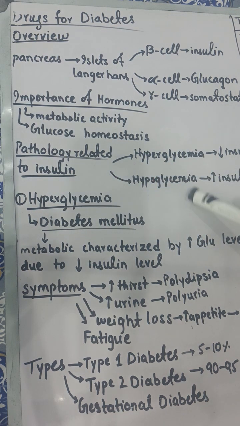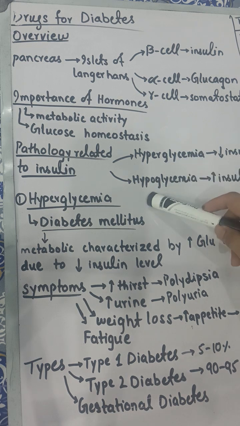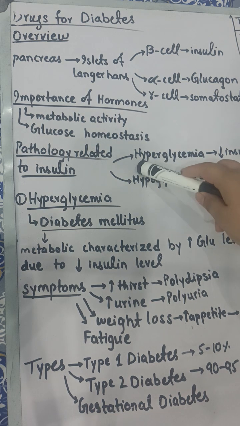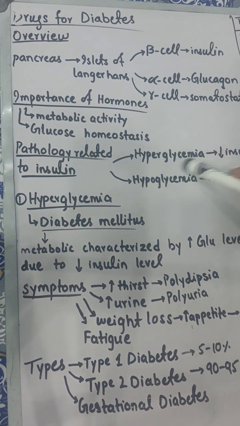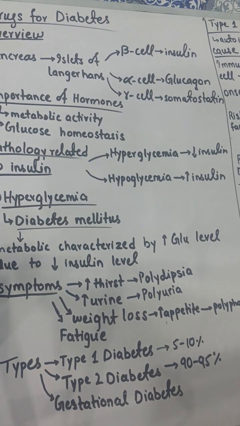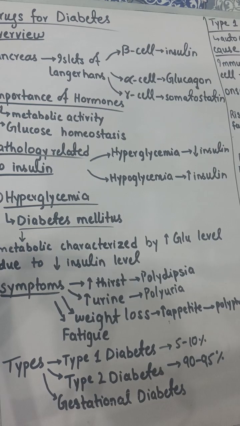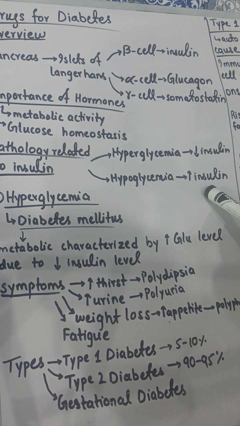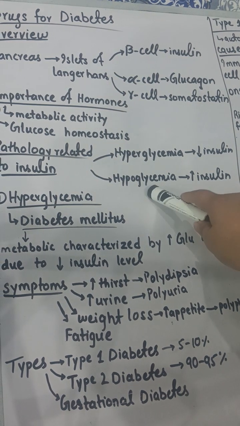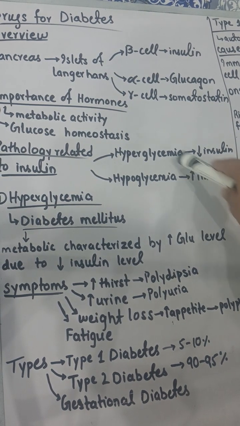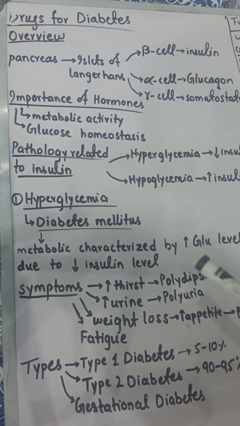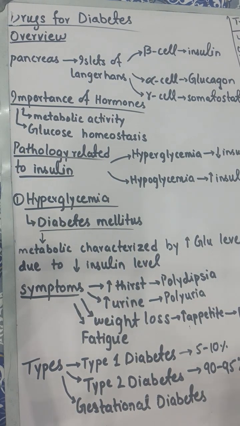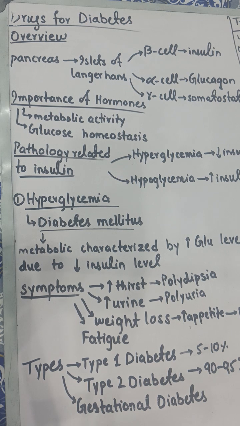Two cases are discussed: hyperglycemia and hypoglycemia. Hyper means high and glycemia means glucose, so glucose is high. Whenever glucose increases, insulin concentration decreases. And whenever there is hypoglycemia, hypo means low and glycemia means glucose, it means insulin concentration is high. If glucose is decreased, insulin is high. If glucose is high, insulin is low. So there is an indirect relation between glucose and insulin.